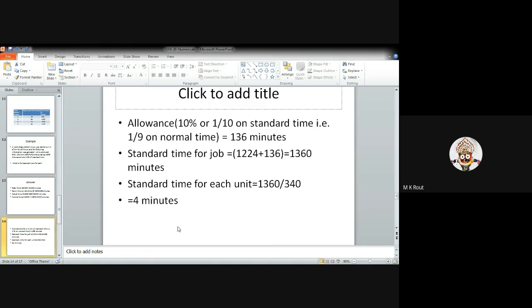So this is 136 minutes for the allowances, and the standard time for the job is 1224 plus 136, that equals 1360 minutes. The standard time for each unit equals 1360 divided by 340, which is given in the problem statement. The answer is 4 minutes. Is it clear to all? Yes, sir. Those who are solving, try to note down those things.